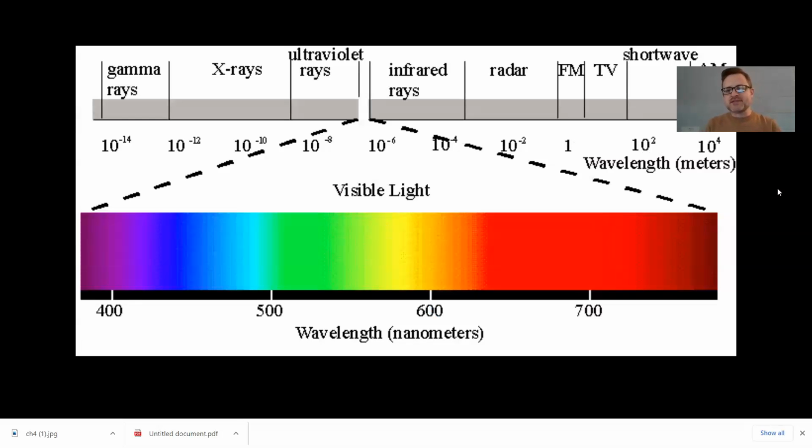So let's take a quick aside into the electromagnetic spectrum. I know you've covered this in middle school, you've taken physics, you've covered this before.